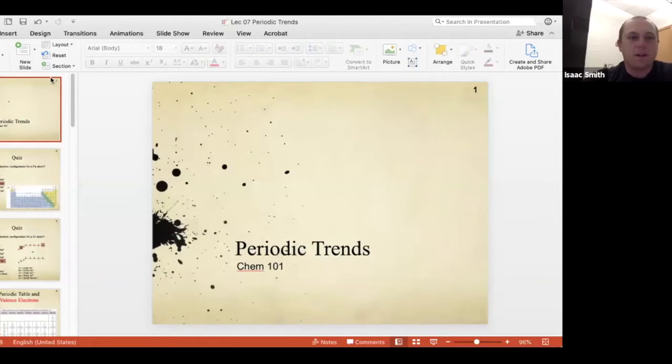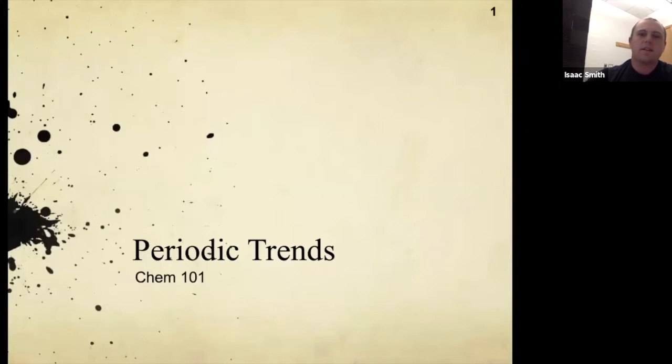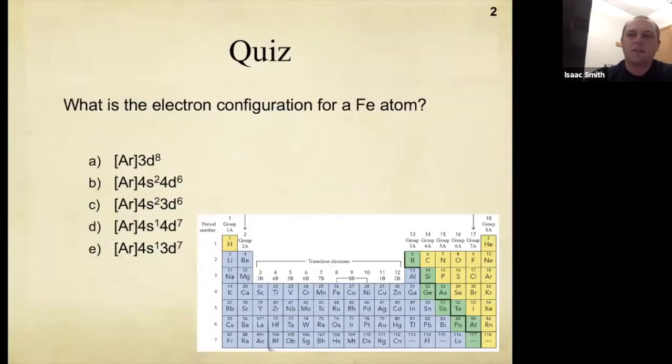Awesome. Okay, so getting started here. Let's go ahead and pause the video and try and work out the electron configuration for an iron atom. Okay. All right, hopefully you paused that and got this figured out. So this is information from the last lecture when we talked about electron configurations.